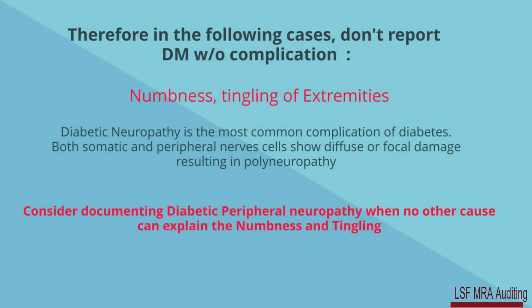Diabetic neuropathy is the most common complication of diabetes. The underlying pathologic mechanism includes metabolic and vascular factors related to chronic hyperglycemia with ischemia and demyelination contributing to neural changes and delayed conduction. Both somatic and peripheral nerve cells show diffuse or focal damage, resulting in polyneuropathy. Consider documenting diabetic peripheral neuropathy when no other cause can explain the numbness and tingling.